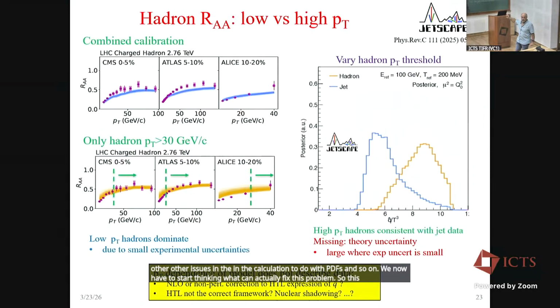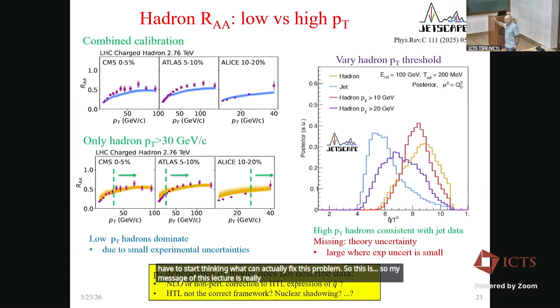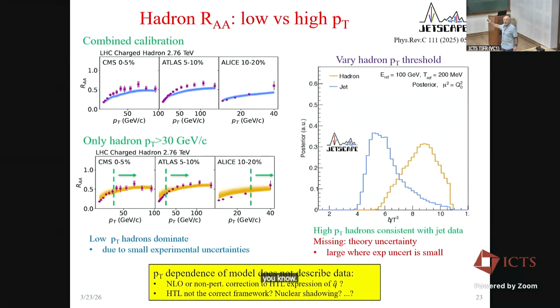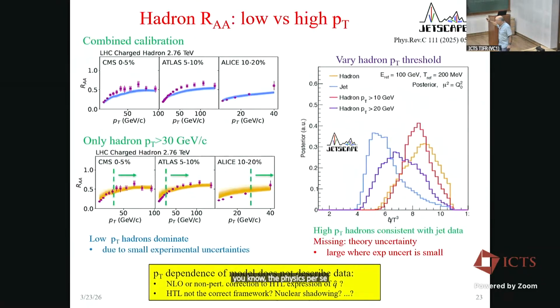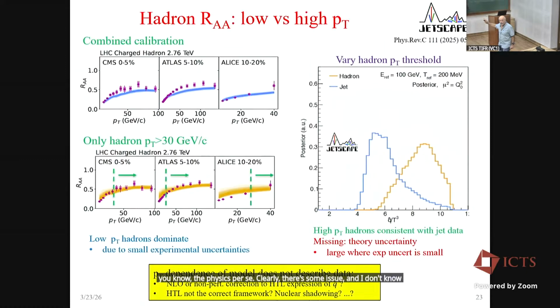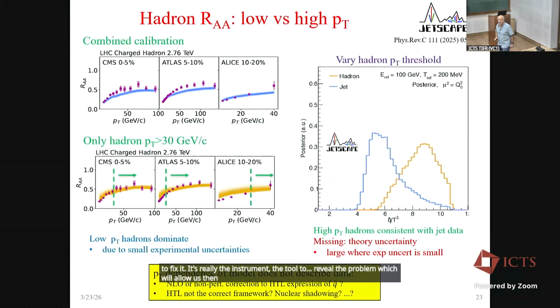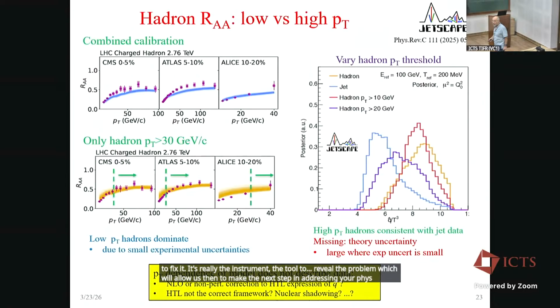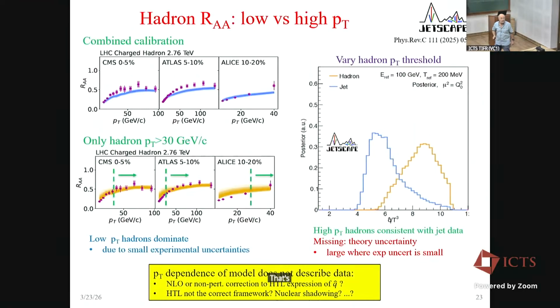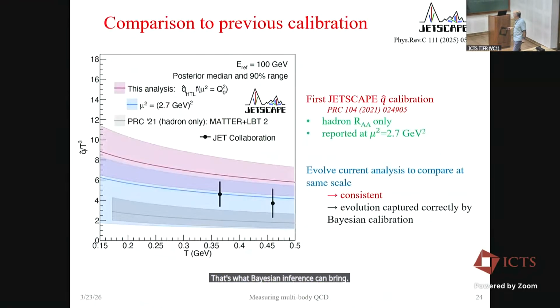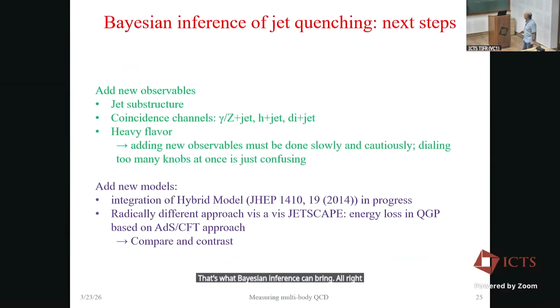So my message of this lecture is really not the physics per se. Clearly there's some issue and I don't know how to fix it. It's really the instrument, the tool to reveal the problem, which will allow us then to make the next step in addressing the physics. Well, that's what Bayesian inference can bring. All right, so let me stop here with the Bayesian inference.